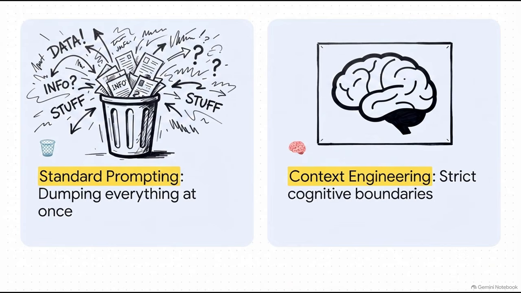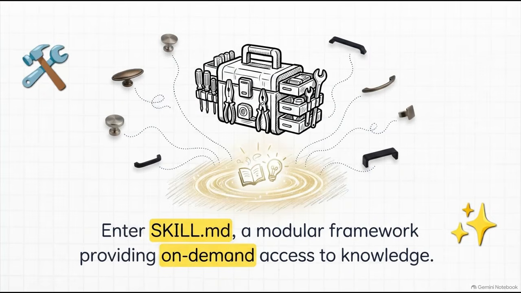Which basically leaves us looking at two completely different approaches. On one hand, you've got your standard classic workflow, dumping absolutely everything into the chat and just crossing your fingers. And on the other hand, you have context engineering. This is all about enforcing strict cognitive boundaries. If you're working with advanced systems, you absolutely have to take this clean, deterministic approach. Otherwise, they're just going to drown in their own context bloat. So, how do we fix this?